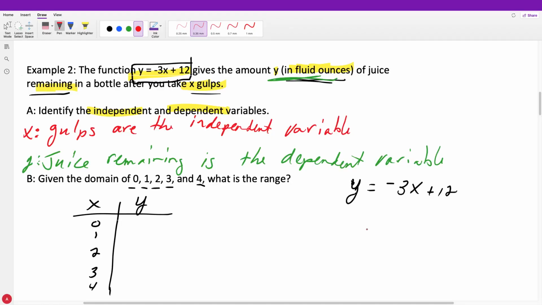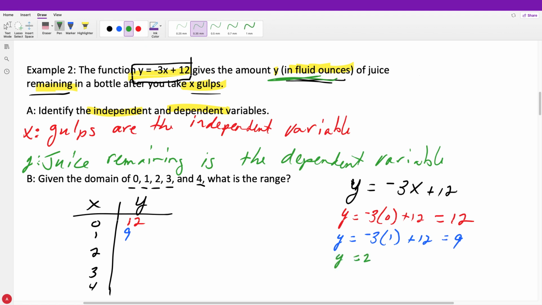So when we plug in 0, we get y is equal to negative 3 times 0 plus 12, which we know is going to be equal to 12. So when x is 0, y is 12. When we plug in x is 1, so when we take 1 gulp, we then get negative 3 plus 12, which is 9. So when x is 1, y is 9. We'll plug in 2 for our x, so negative 3 times 2 plus 12. This is then going to give me 6.